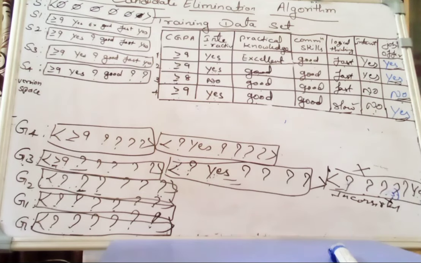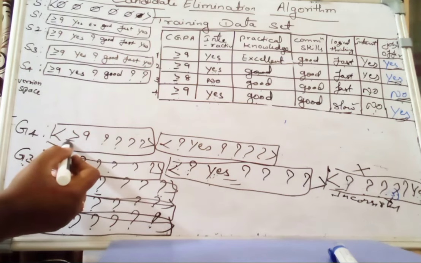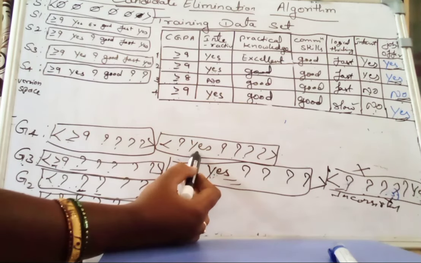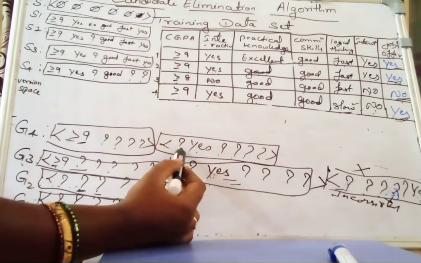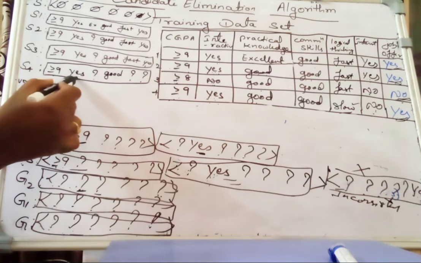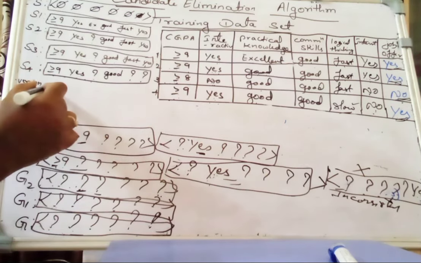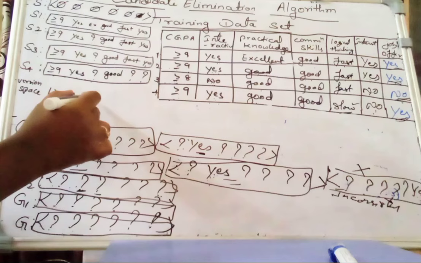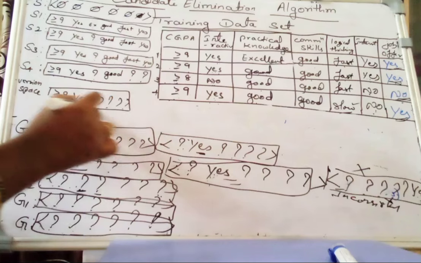To generate this consistent hypothesis set, again compare our S4 and G4. If you see here, you have greater than or equal to 9, and here you have yes. You have greater than or equal to 9 here, that is CGPA, and the second attribute yes. Here also you have greater than or equal to 9 followed by yes. So you can combine these two hypotheses and you will get a new hypothesis: greater than or equal to 9, yes, followed by question mark output. So this is one hypothesis generated.